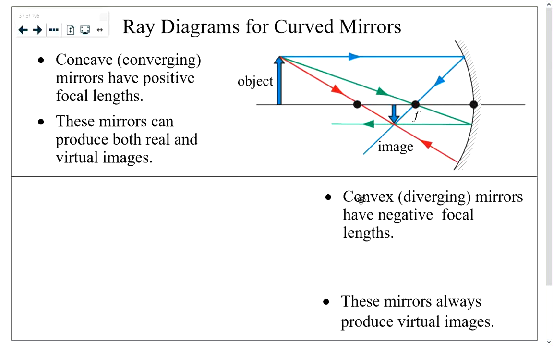Where any 2 of these 3 beams meet is where the top of the image will be. And by the top of the image, in this case, it's actually at the bottom of the diagram because the image is inverted.